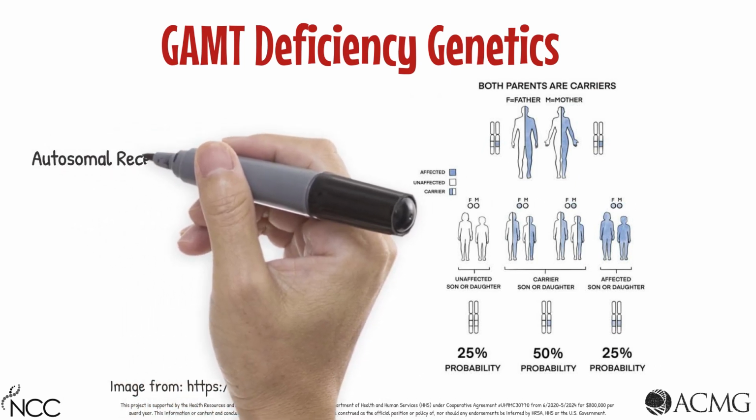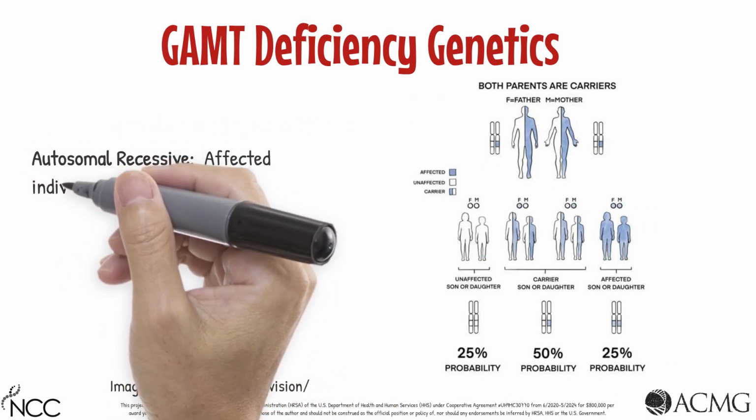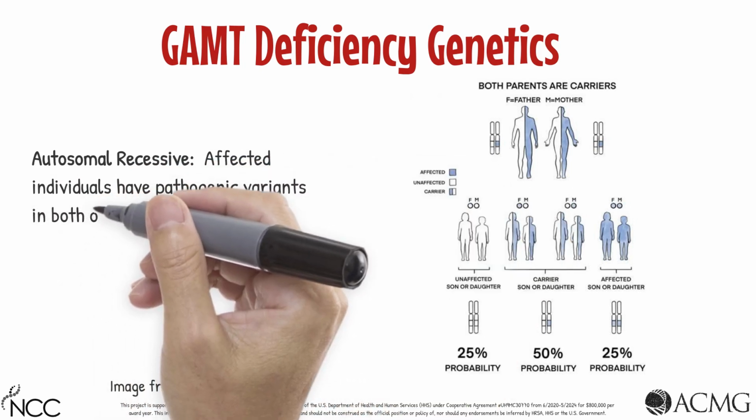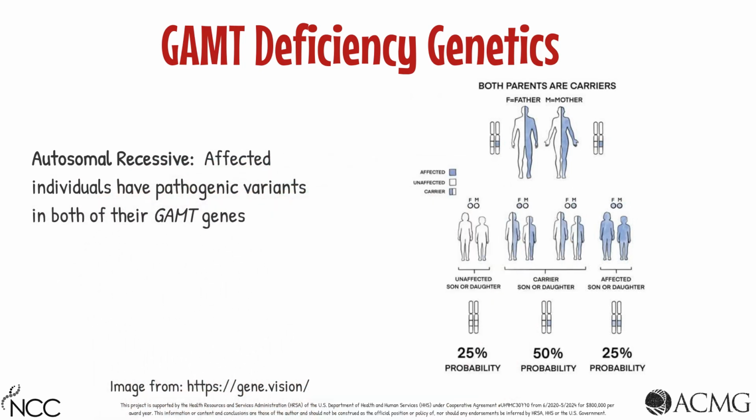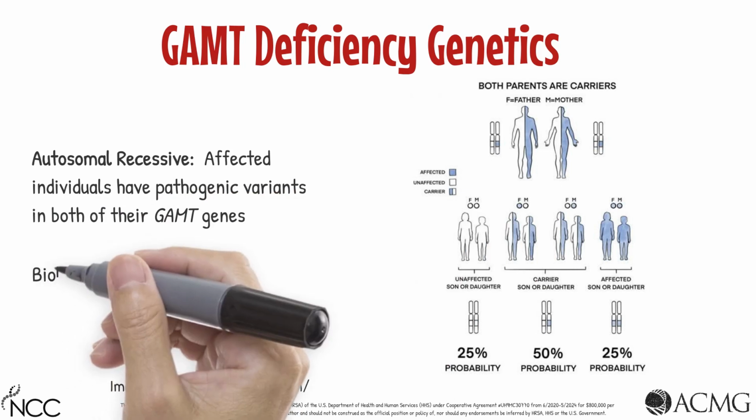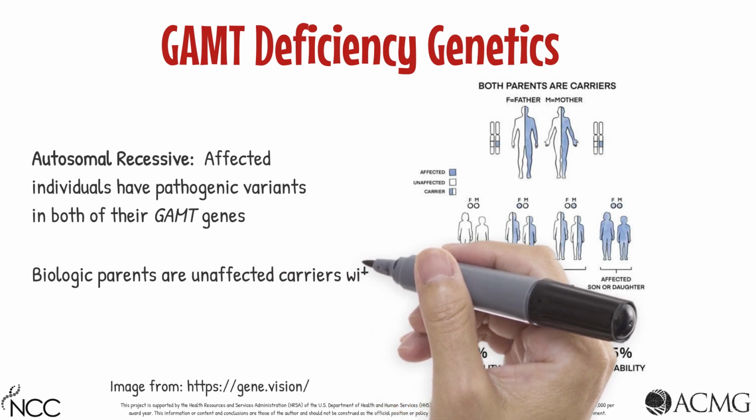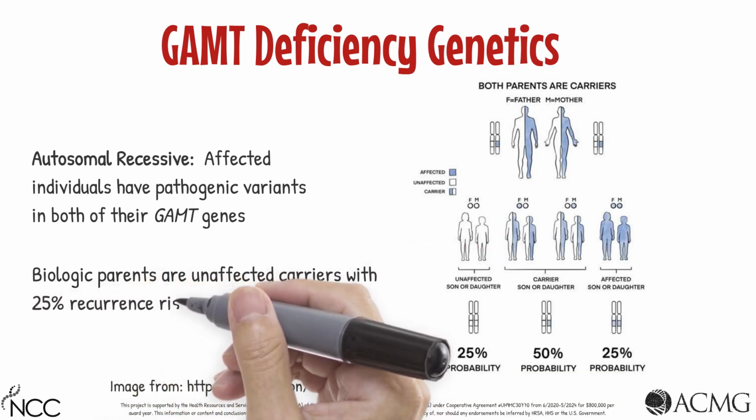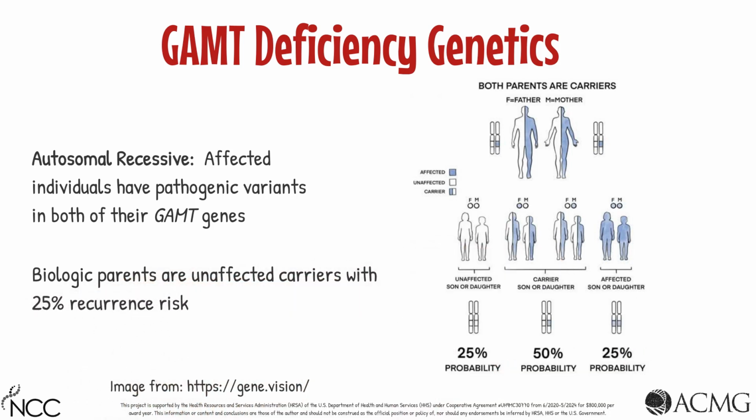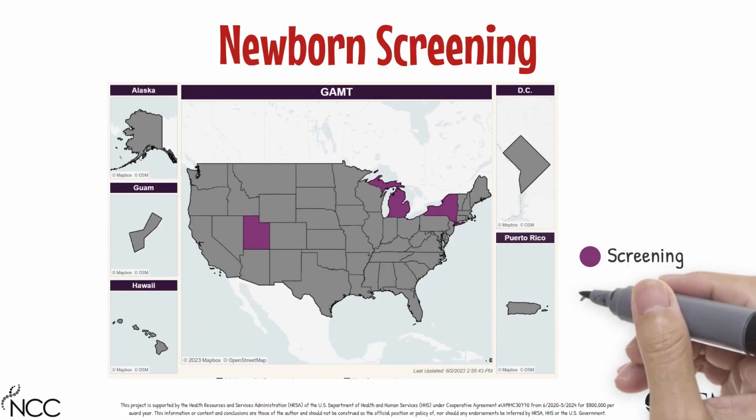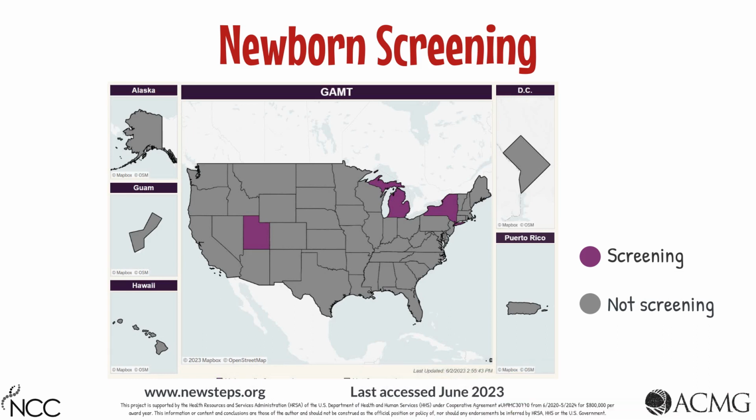GAMT deficiency is inherited in an autosomal recessive manner, meaning that only offspring with a pathogenic variant in both of their GAMT genes will be affected. Parents with a child with GAMT disease are carriers and are unaffected, but have a 25% recurrence with any future children they have together. At this time, not all states provide newborn screening for GAMT deficiency.